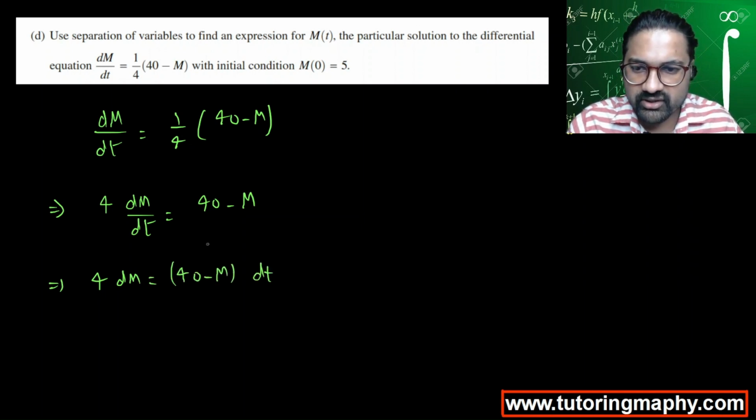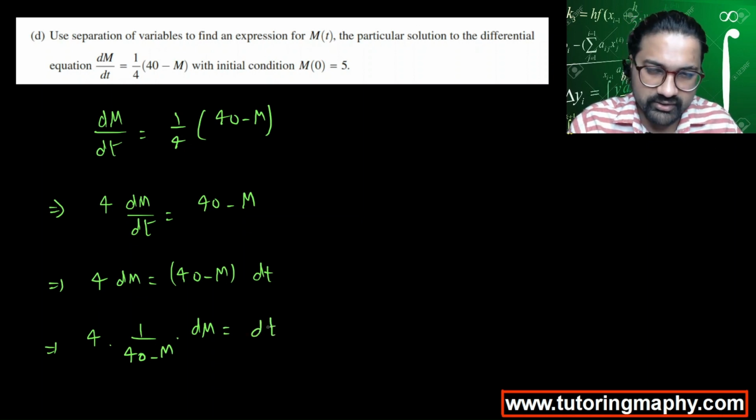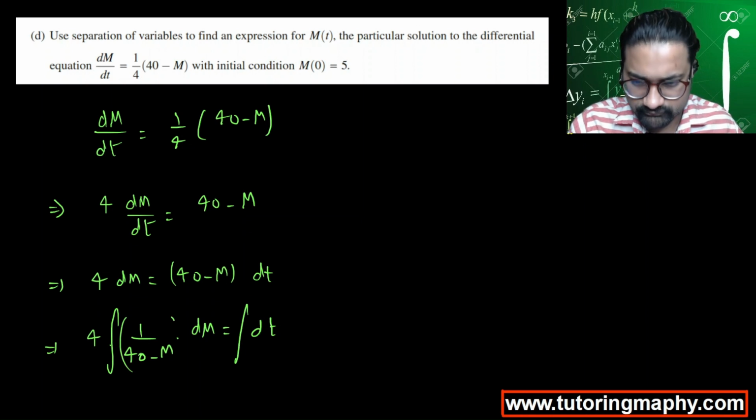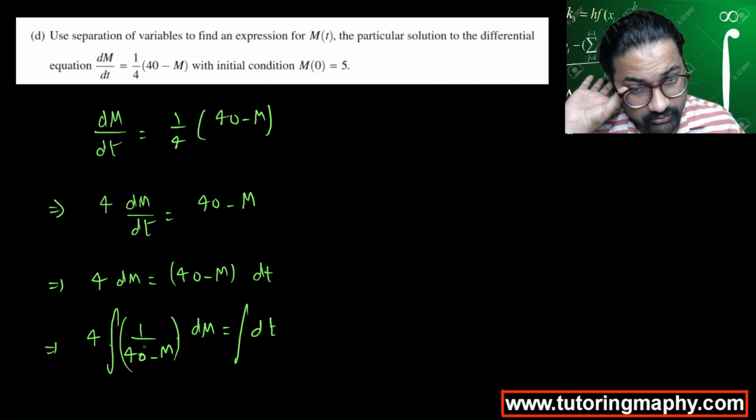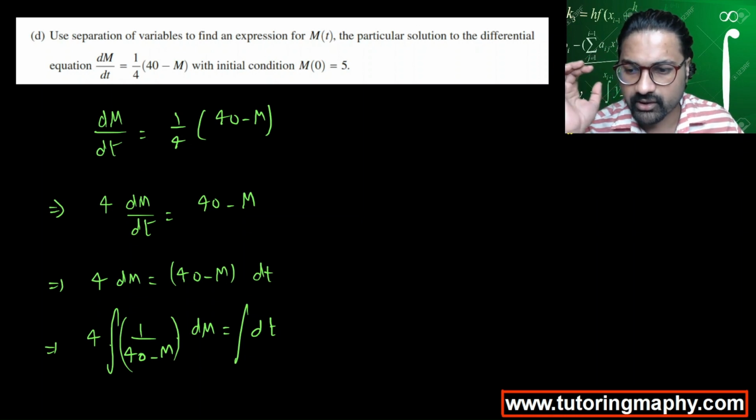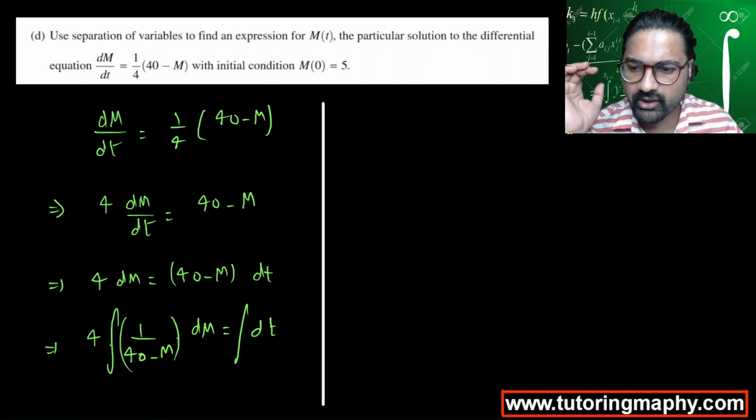And last but not least is dividing both sides by 40 minus m so that all the family members of m are on one side and t is on the other side. And all I have to do is integrate, or find the antiderivative, on both sides over here. All right, excellent. So let's move ahead over here. Let me separate my work.